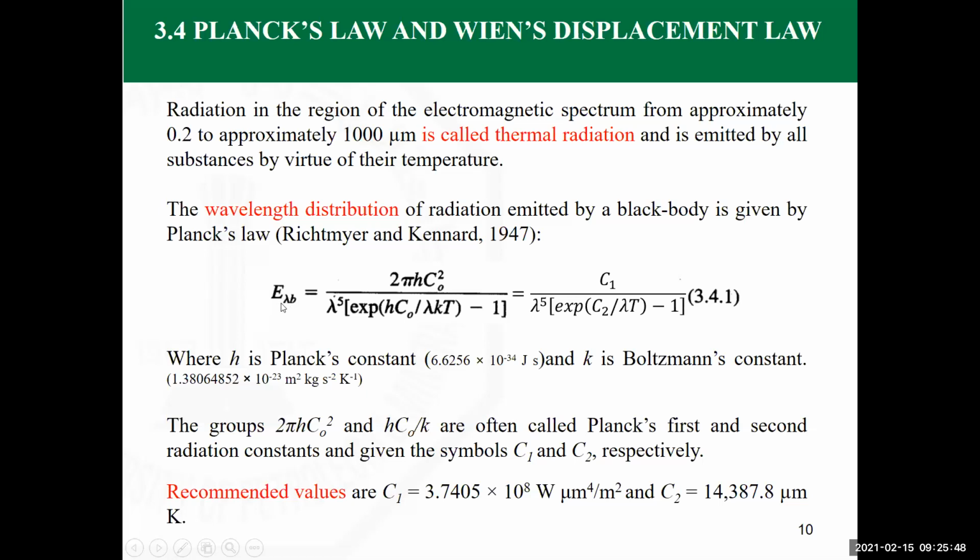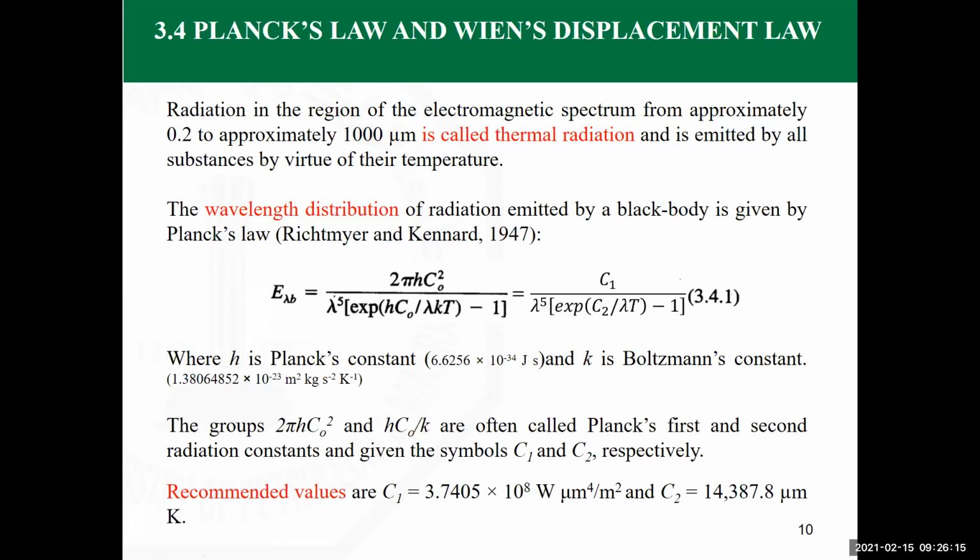The monochromatic emissive power of a black body is given here as a function of the Planck constant, the speed of light, and the wavelength. k is what's called the Boltzmann constant, by the way. So this equation provides the value of the emissive power per wavelength. If you plot this, you can get the emissive power.